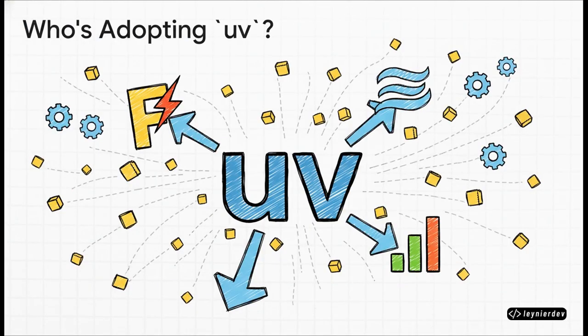And it's not just FastAPI. We're talking about key players in the data science and web worlds like Streamlit and Plotly. These are projects that live and die by managing incredibly complex dependencies, and their adoption is a huge vote of confidence. This isn't some niche little tool anymore. It's quickly becoming the new gold standard.